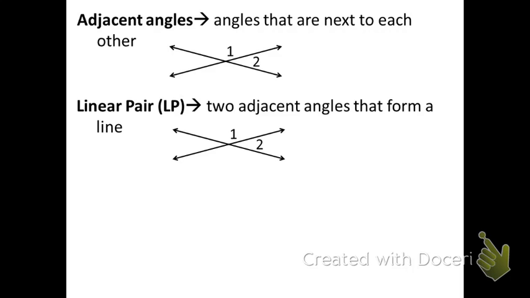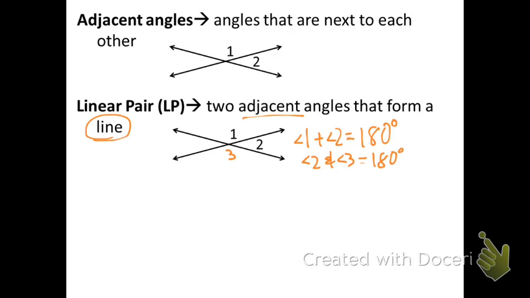A linear pair is when two adjacent, next to, angles form a line. So angle 1 and 2 form a line, and when we say a line, we know that that measures 180 degrees. So we could say angle 1 and angle 2 add to be 180 degrees. If I threw a 3 in here, we could say angle 2 and angle 3 add to be 180 degrees.